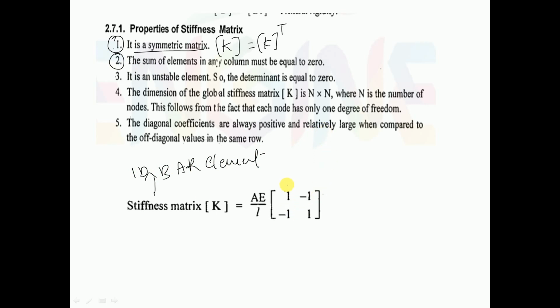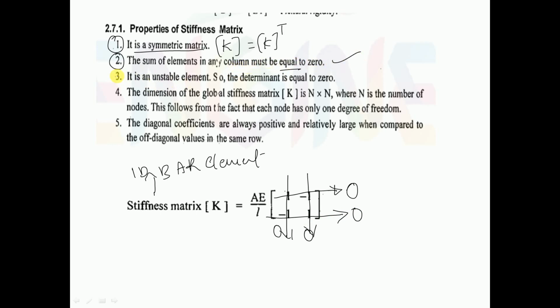The property is the sum of the elements in any column. Let us say this is the first column and this is the second column. If you add these column elements, 1 minus 1 is 0, then minus 1 plus 1 is 0. Similarly, if you add the first row elements, 1 minus 1 is 0. Similarly, the second row elements, minus 1 plus 1, is 0. That is the meaning of this: the sum of elements in any column and row must be equal to 0.